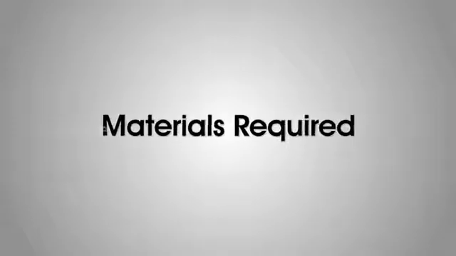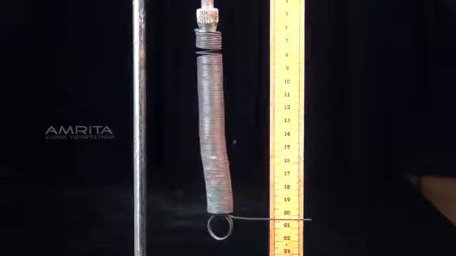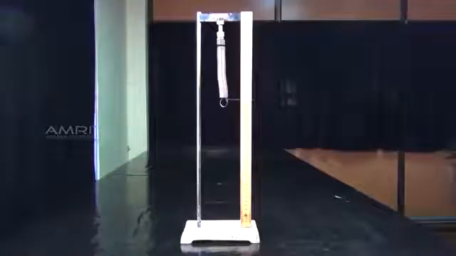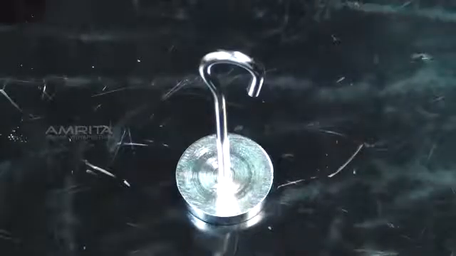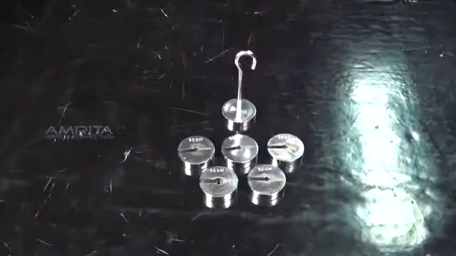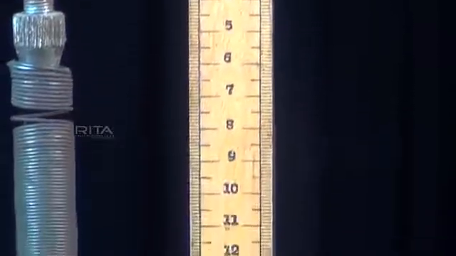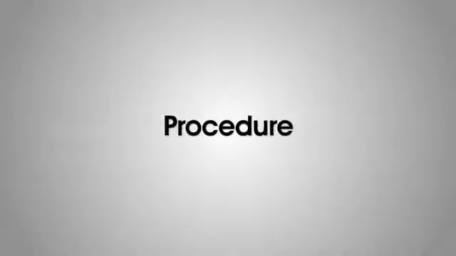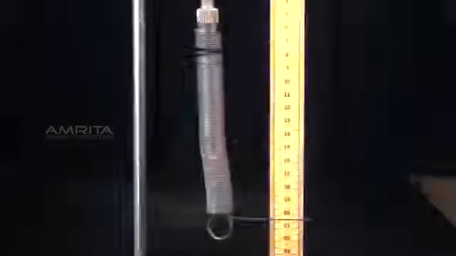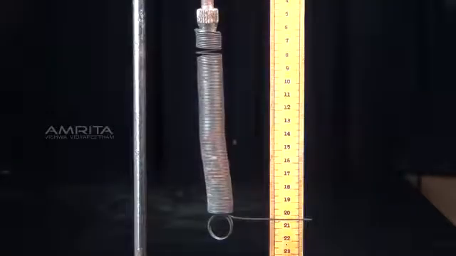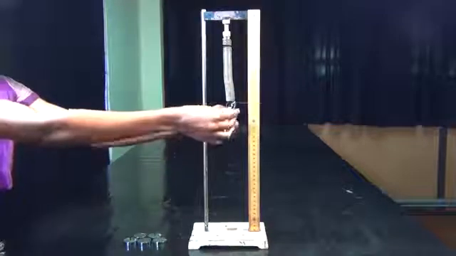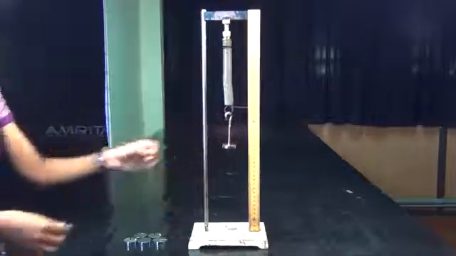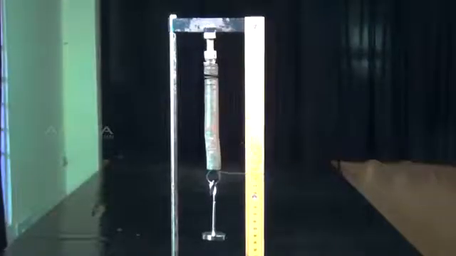Materials required: spring with a fine pointer, a rigid support, a weight hanger of 50 grams, slotted weights, 50 grams slotted weights, a vertical wooden base. Procedure. The spring with fine pointer is suspended from a rigid support. Attach a weight hanger for 50 grams slotted weights from its lower end, which will act as dead load.